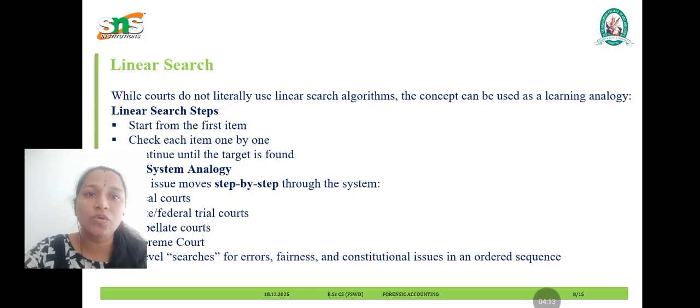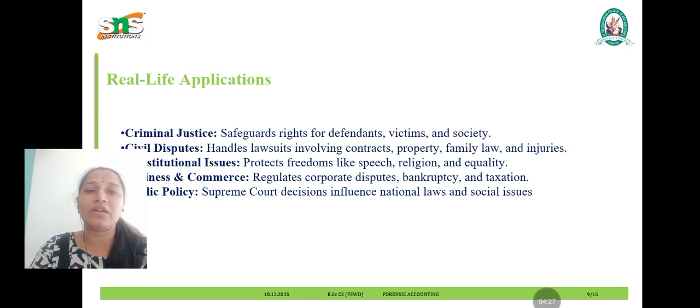While the courts do not have a literal search algorithm, the concept can be explained using an analogy. Start from the first item and go one by one until it reaches the target, moving step by step throughout the court process. The trial courts will search for errors and fairness.